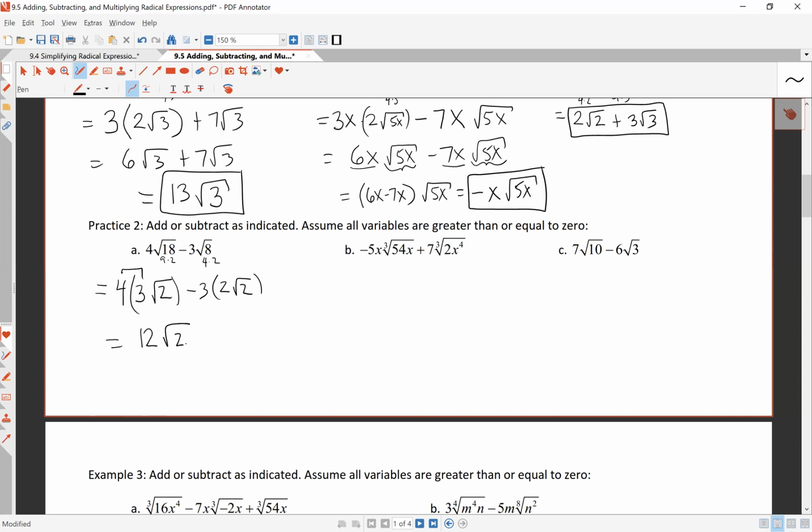12 square root of 2 minus 6 square root of 2. We have a like radical, and so we apply it to the coefficients. 12 minus 6, which is 6 square root of 2.